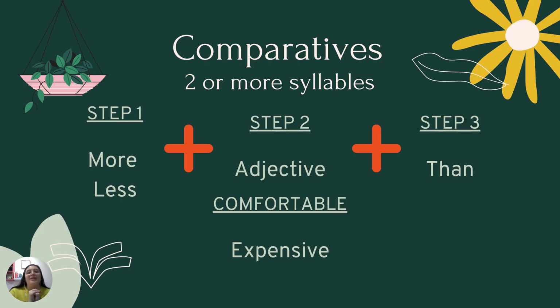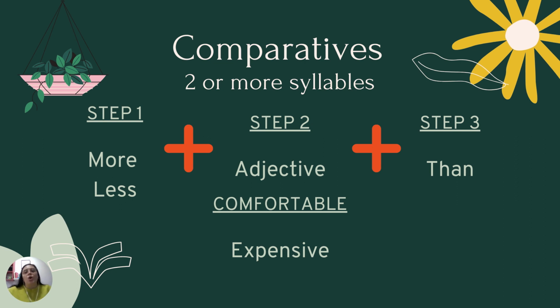Now, let's talk about the comparatives that have two or more syllables. The step number one will be more or less, okay? It will be more if you want to talk about affirmative sentences, or you can use less to talk about negative sentences. Then you have the adjective, meaning that the adjective will stay the way it is. You do not have to add anything to the adjective. And then we have the step number three, that is than.